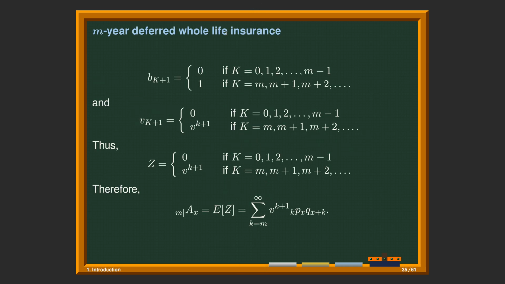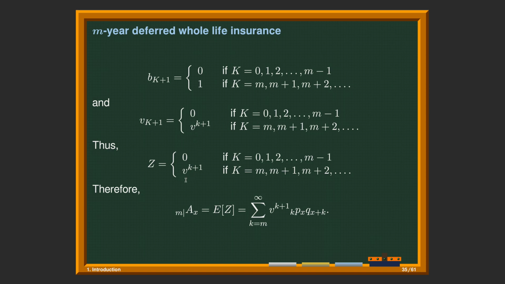And then for the m-year deferred whole life insurance, again, we assume that the benefit is 1, and the benefit of 1 will be paid only if death occurs after the m-year deferred period. So when k is m plus 1, m plus 2, and so on, the benefit is 1 unit. And if k is 0, 1, 2 up to m minus 1, the benefit is 0. And the corresponding discount function would be this.